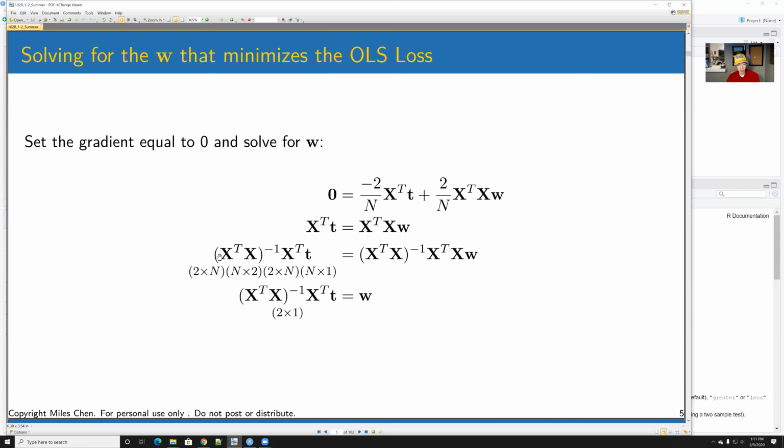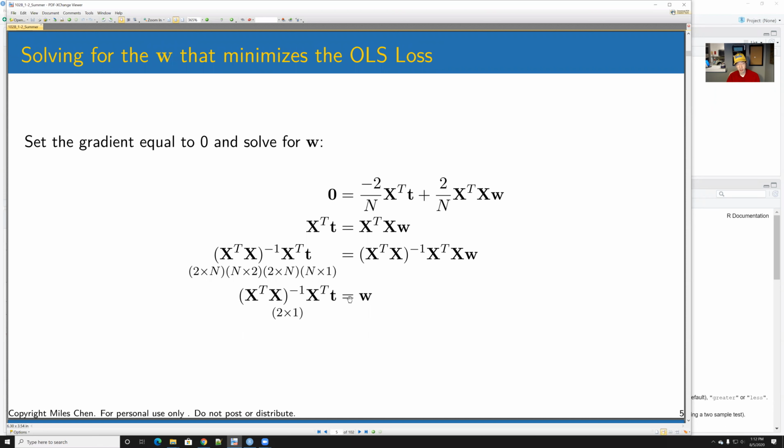And if you look at the dimensions, X transpose is 2 by N and X is N by 2. So this thing is a 2 by 2, and the inverse of a 2 by 2 is also a 2 by 2. And X transpose is 2 by N and T is N by 1. And so when all of these inner dimensions multiply, this multiplies out to be a 2 by 1 matrix. And indeed, that's the solution W. So the W that optimizes the loss function is X transpose X inverse X transpose T.